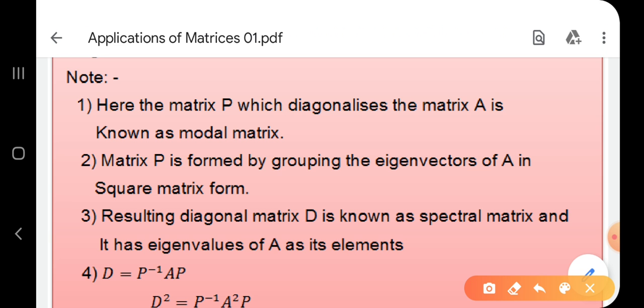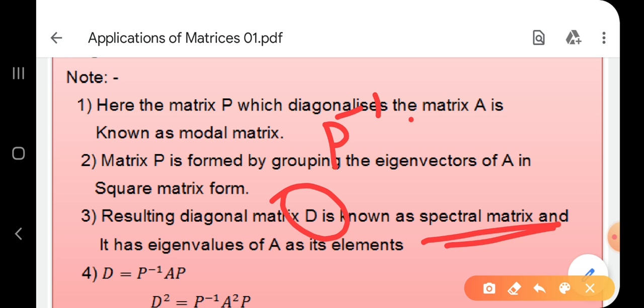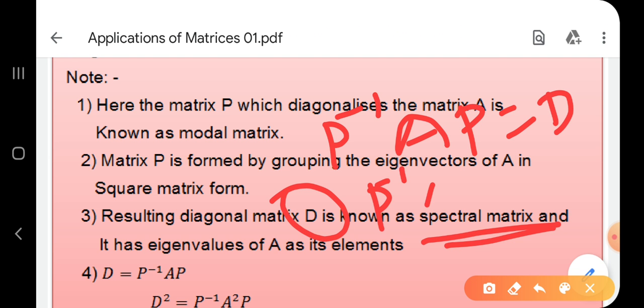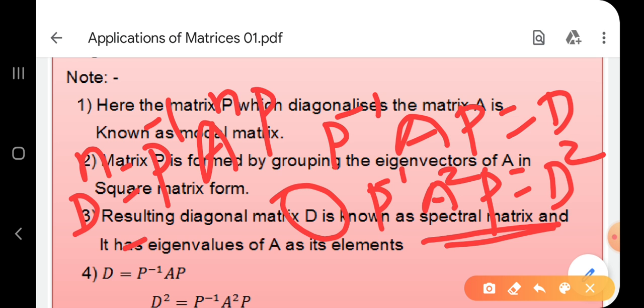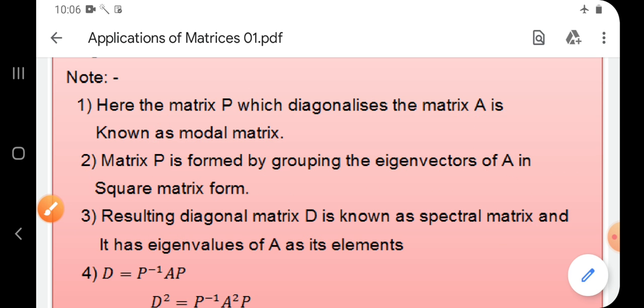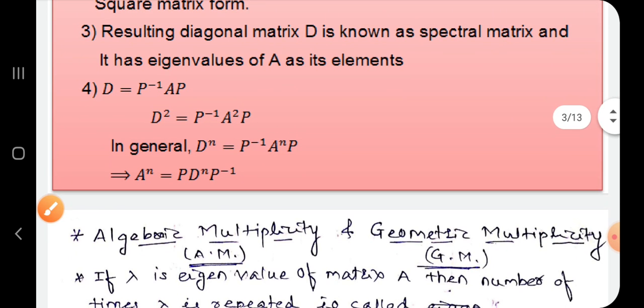Matrix D is also called the spectral matrix, because its elements are the eigenvalues. If I write P inverse AP is equal to D, then from this I can write P inverse A square P is equal to D square. In general, D raised to n is equal to P inverse A raised to n P. Correct? So these are a few notes which help us to solve the problem.